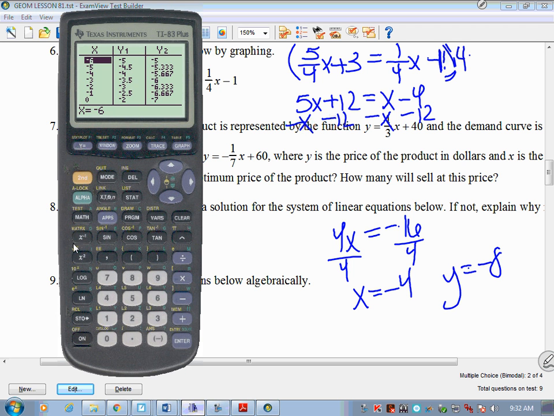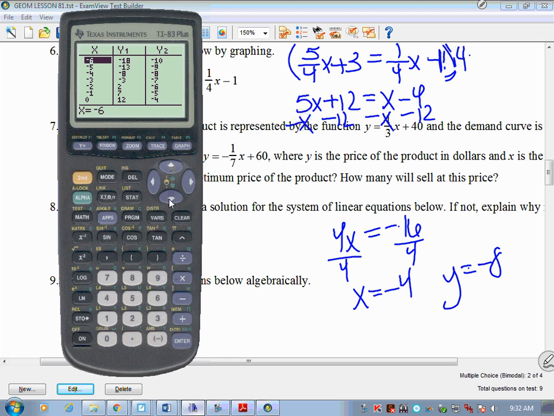Let's do our y equals. I'm going to take our equations that we actually solved and reduced down: 5x plus 12 and x minus 4. Let's graph those. Does it look like they solve at -4, -8? Kind of. All right, let's check.